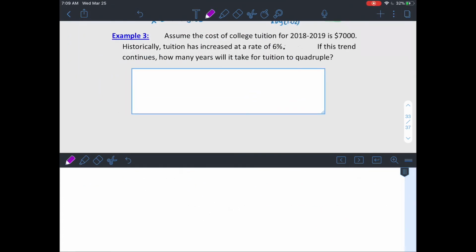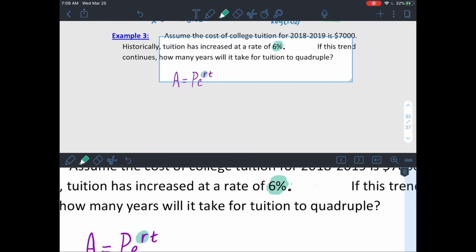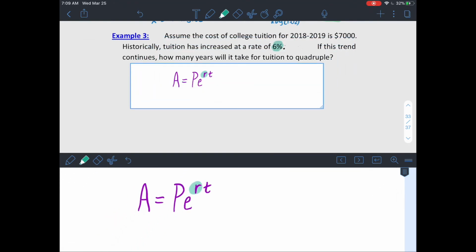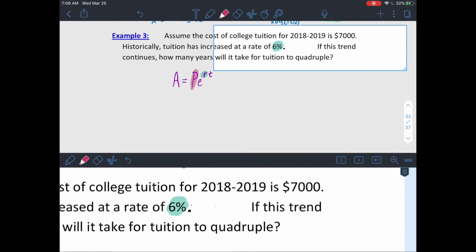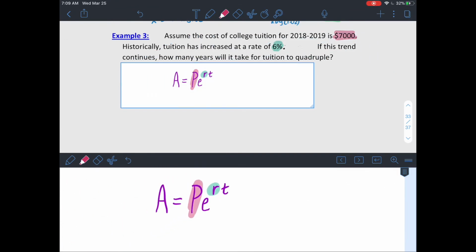Let's think college tuition for a second. So say that cost of college tuition in 2018-19, on average was $7,000 a year. We want to figure out how long it will take for it to quadruple. Kind of a scary thought. Since it's continuously increasing at a rate of 6%, we're going to use our continuously increasing interest formula, works for the same thing even if it's not money.